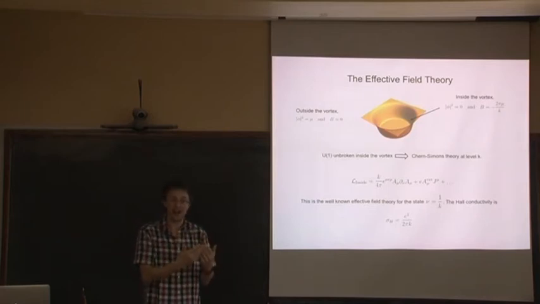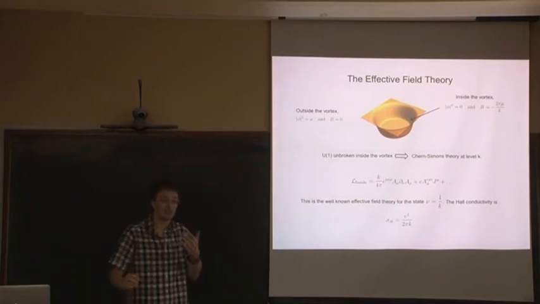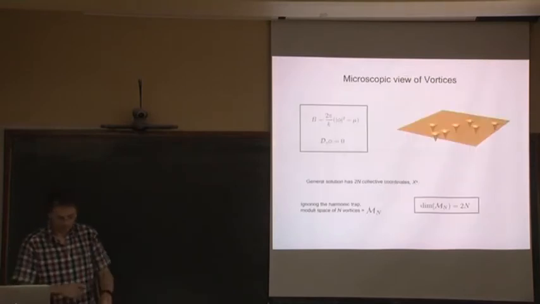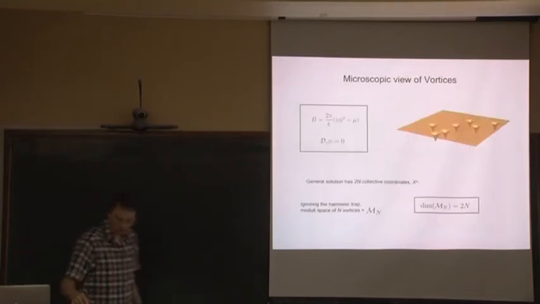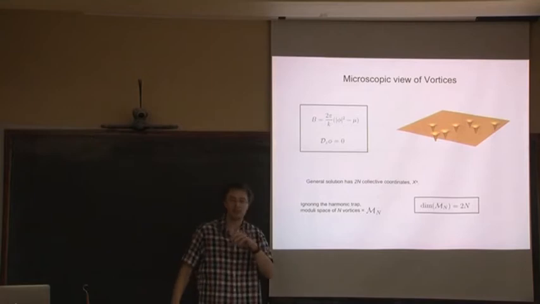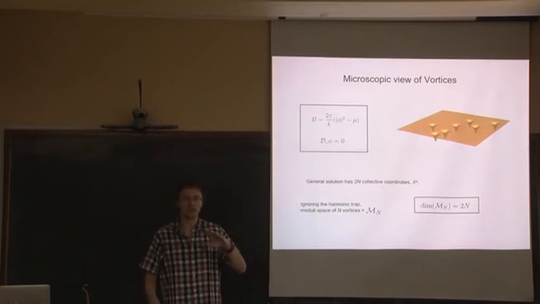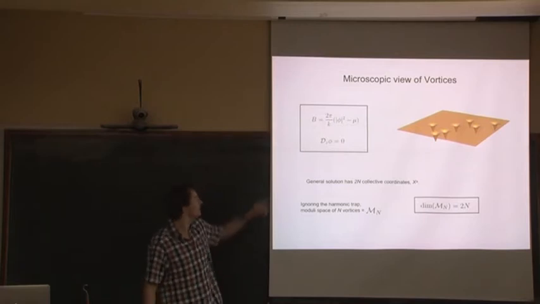Now, because nice things have happened, because I fine-tuned these vortices to have special properties, it turns out that's essentially a solvable problem. So let me explain how. The first thing I need to tell you about is what's called a moduli space. It's something very familiar to string theorists, but I think not so familiar to condensed matter physicists. So the basic idea is the following.